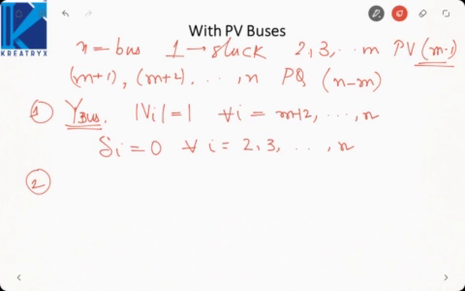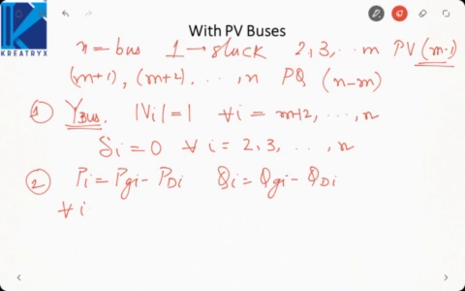Now in step 2, again we will calculate Pi is equal to Pgi minus Pdi, Qi is equal to Qgi minus Qdi. Now P is known for PV as well as PQ bus, so this can be computed for 2 up to n. But Q is not known for the generator bus, so this can only be computed for PQ buses. Now how to find the Qi for PV buses?